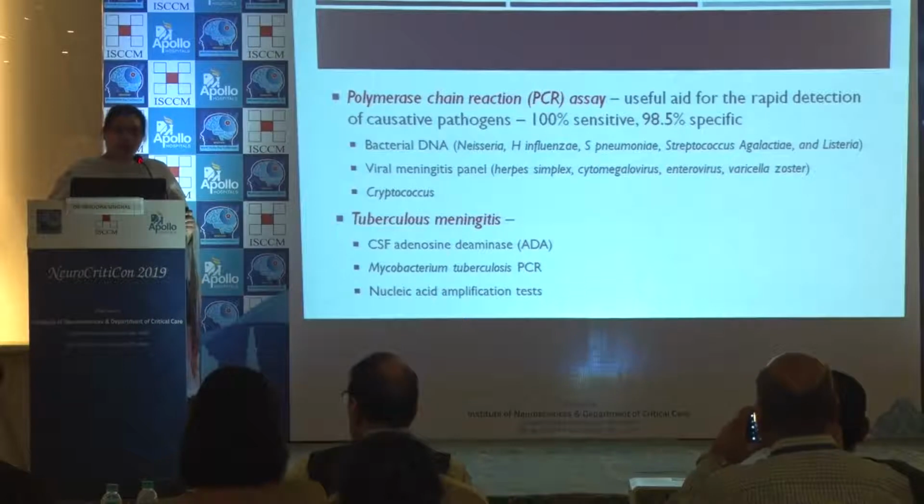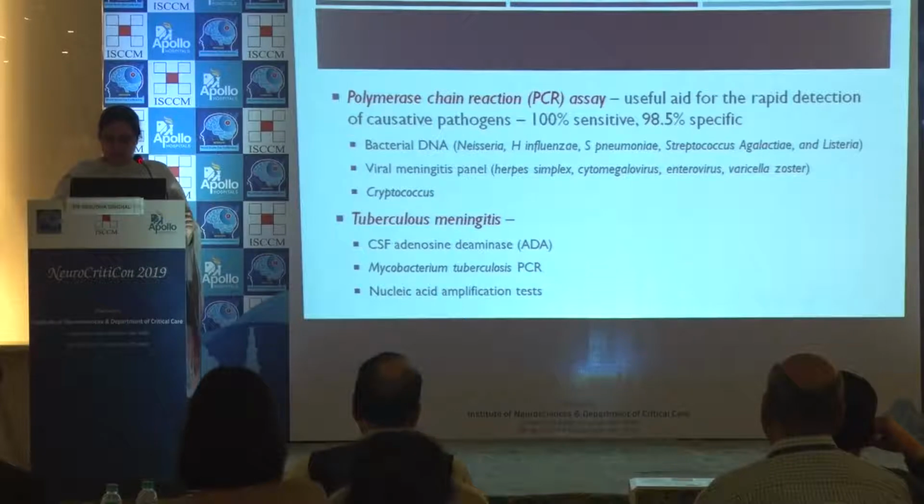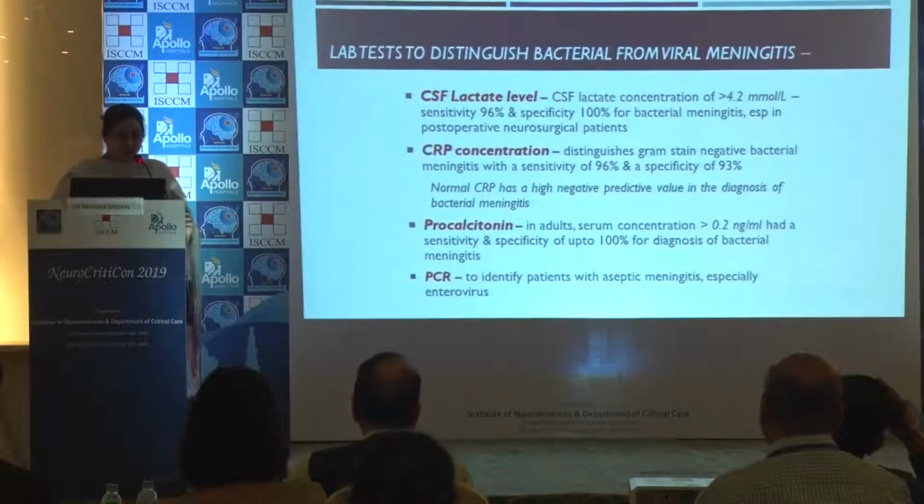For viral meningitis panel, most of the viruses are covered. We have cryptococcal antigen. In tuberculous meningitis, we usually go for a GeneXpert, Mycobacterium tuberculosis PCR, nucleic acid amplification tests. Some centers would also do ADA. We are not too much in favor.